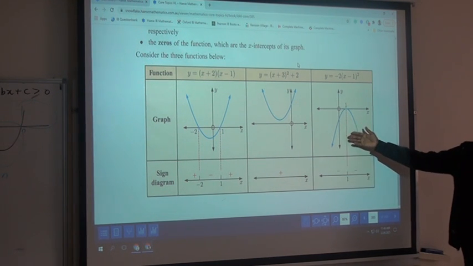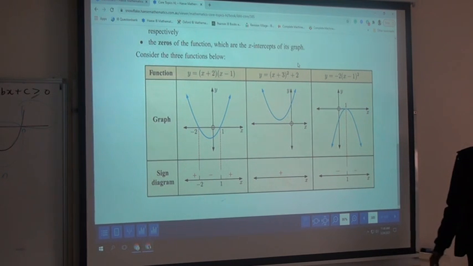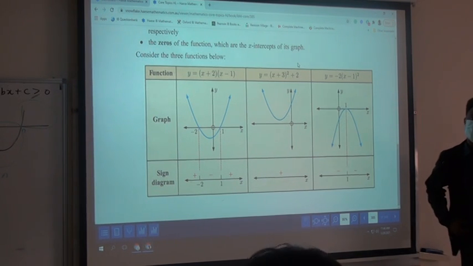So what kind of roots would this equation have? Same. We don't use the word same. Equal. Equal and real. Because what if they are equal and complex?